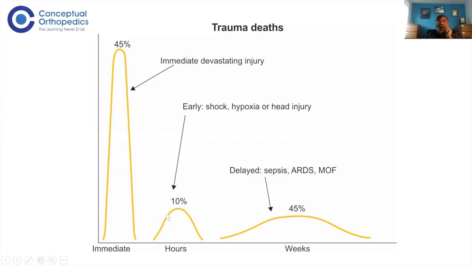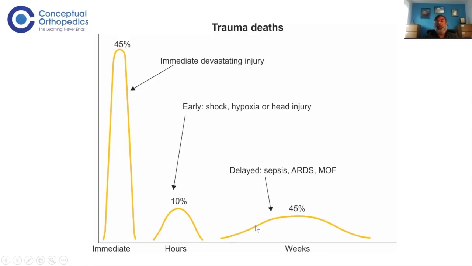Then comes the group that dies within hours, about 10%, and they are responsible for a lot of deaths when patients are brought into the hospital. Most of the time we're talking about shock, hypoxia, and head injuries in this group. This is the group where, as an orthopedic surgeon or as part of a polytrauma management team, you can make a significant difference, and you should know the principles of treating these patients.